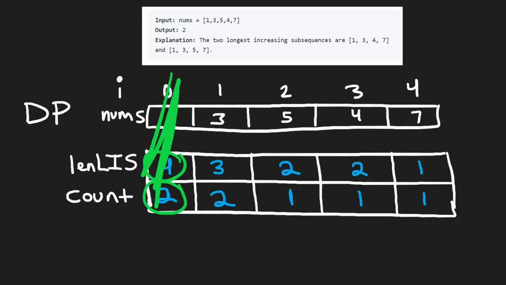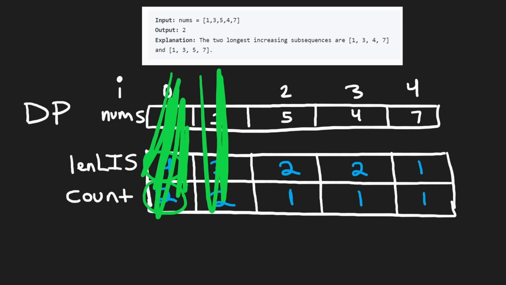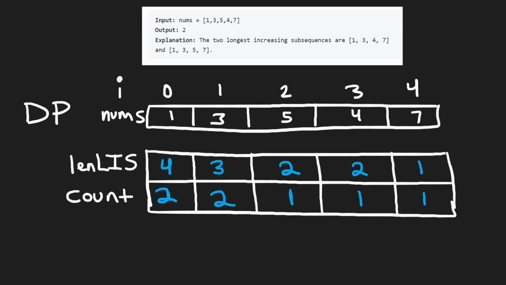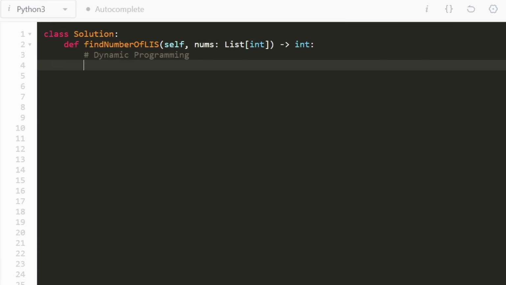Suppose this value actually didn't even exist, and suppose this value didn't exist either. In this case, we have the max LIS being of length 2, and there were actually 2 of them, right? There was one over here and one over here. So what we would do is return the counts added up, which would end up being 2. So after all of that, we're finally ready to get into the code. So let's do that. Now let's code up the DP solution.